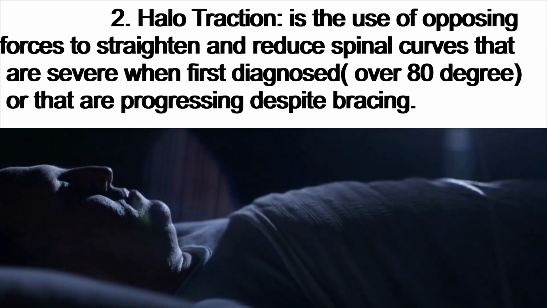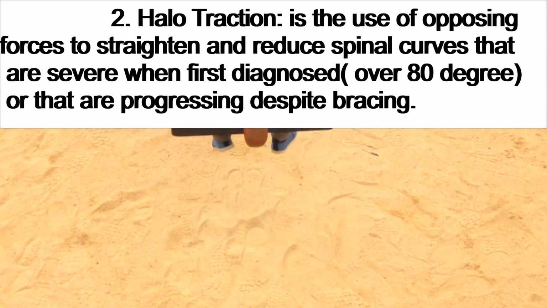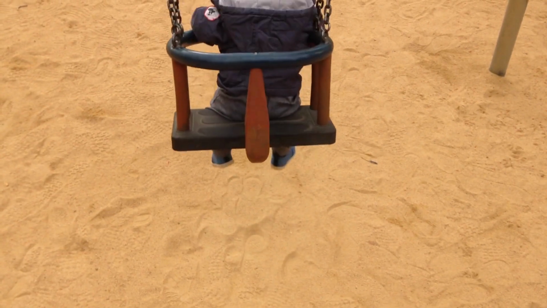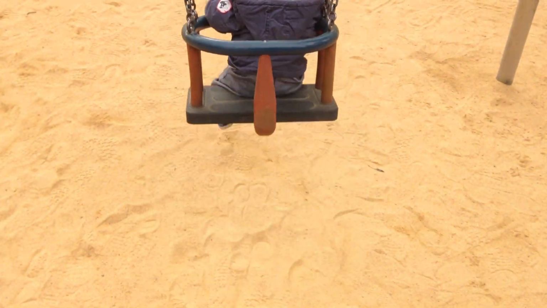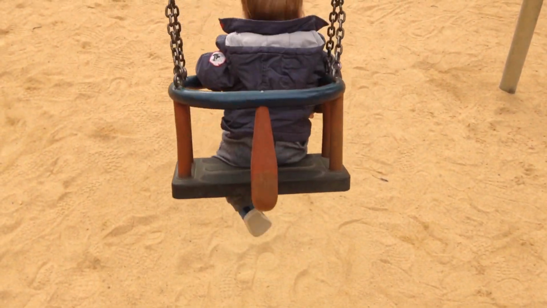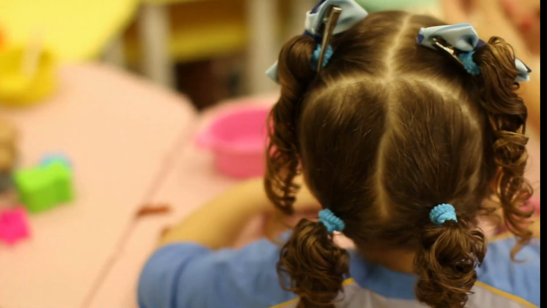2. Halo traction. Halo traction is the use of opposing forces to straighten and reduce spinal curves that are severe when first diagnosed, over 80°, or that are progressing despite bracing. Halo traction is typically used for those children who have such severe scoliosis that they experience respiratory involvement or cervical instability, or have a high thoracic deformity or decreased vital capacity from severe spinal curvature and rotation.